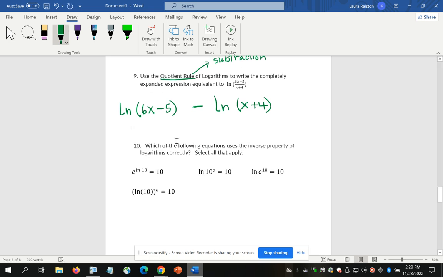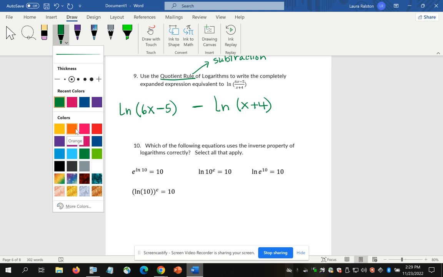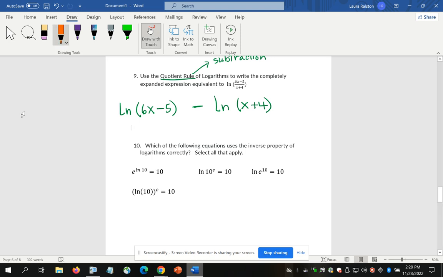Question 10 says, which of the following equations uses the inverse property of logarithms correctly? Okay, remember the inverse property is similar to the idea that addition and subtraction cancel one another off, or multiplication and division cancel one another, squaring and square root. So an exponential and a logarithm of the same base will cancel one another off. So if I have base e exponential, natural log, base e logarithm, they will divide out, and I have 10 equals 10. So this one does work.